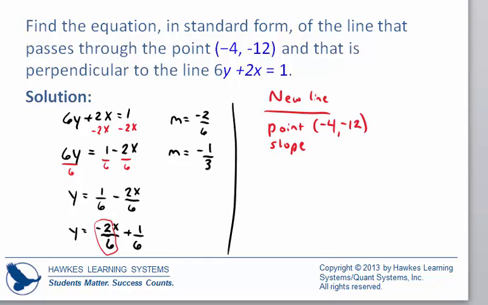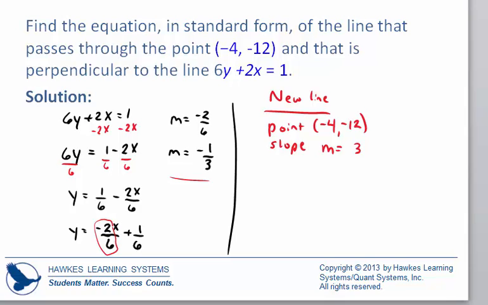Do we know the slope of our new line? Well, we know the slope of this line, and we know that the two lines are perpendicular to each other. So if the slope of this one is negative 1/3, the slope of this one will be the reciprocal of 1/3, which would be 3, and an opposite sign. So if this one's negative, this one needs to be positive. So now I know a point and I know the slope.